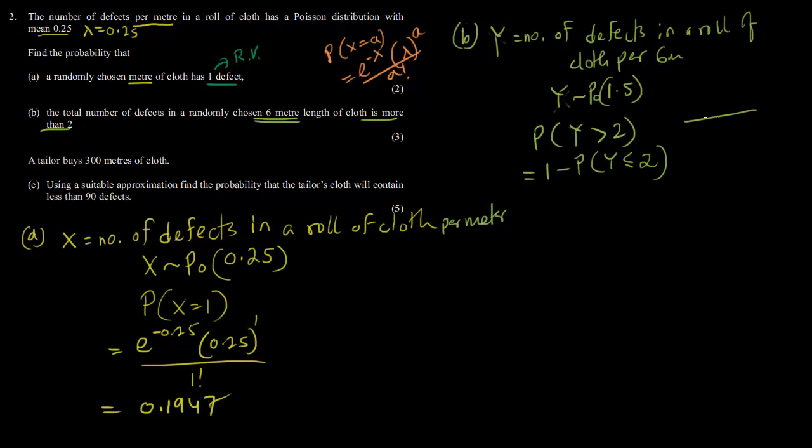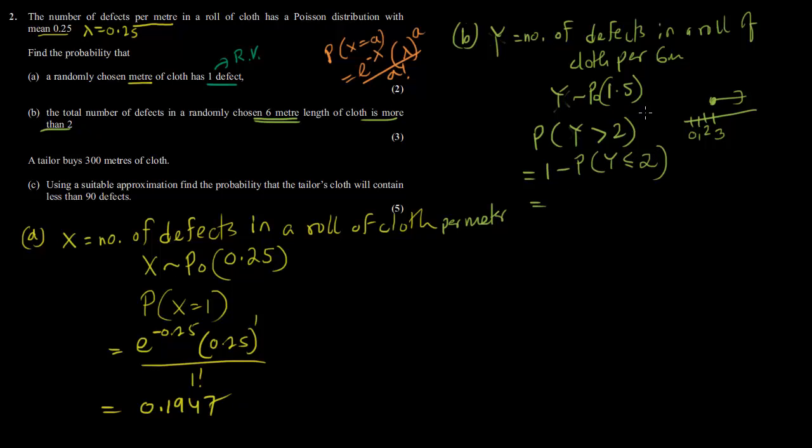Remember, always use a number line if you're not clear about this. Greater than 2 means 3. So what we need is 3 or more than 3. But if we subtract from 1, what we need to remove is 2, 1 and 0. So it means 1 minus probability of y is less than or equal to 2.